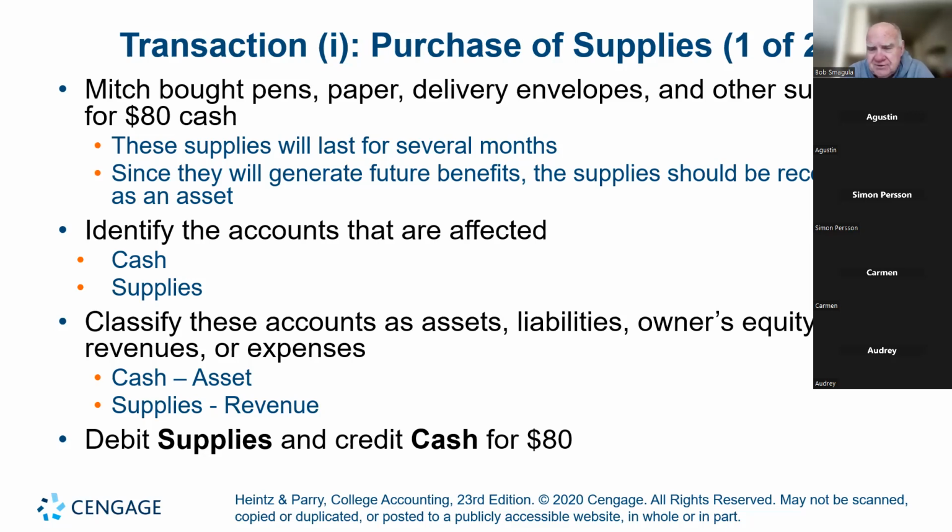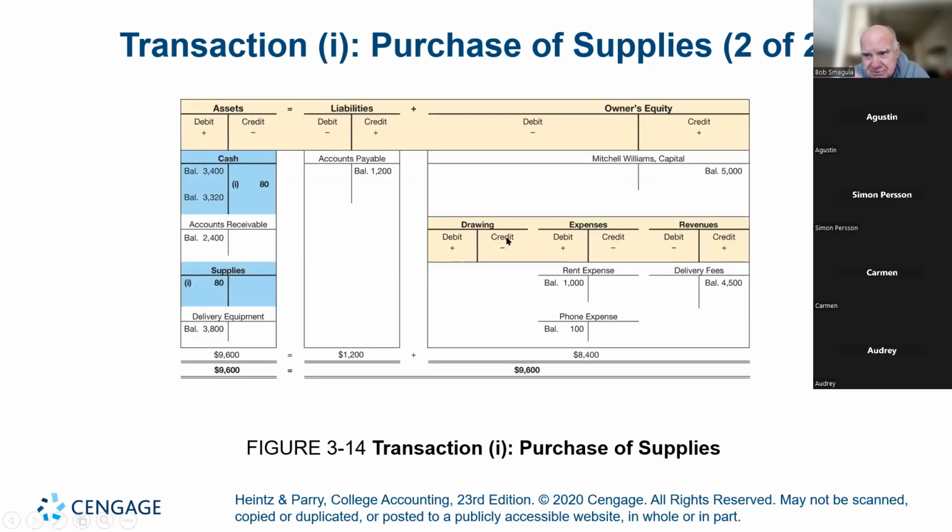So we bought supplies. We have a new asset. We're going to call it supplies, and we're going to credit cash. We're going to debit supplies expense, or not supplies expense. We're going to debit supplies, which is an asset at the time of purchase, because we're going to use it in the future. So anytime you buy supplies or you buy insurance, they're assets, not an expense at that point. And we paid cash for it, $80, okay? We exchanged one asset for another. We gave $80 in cash for $80 worth of supplies.